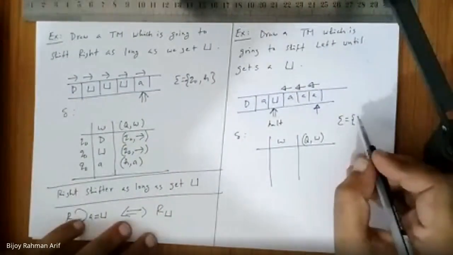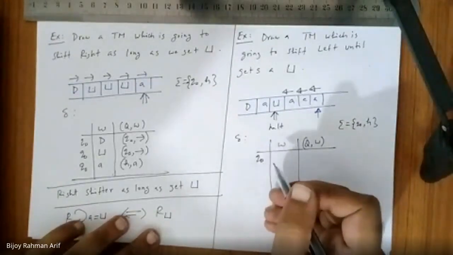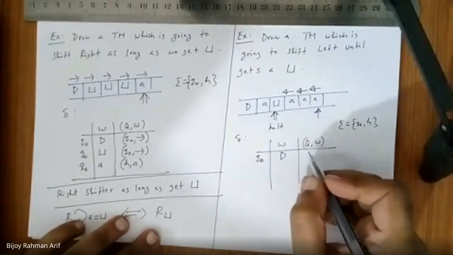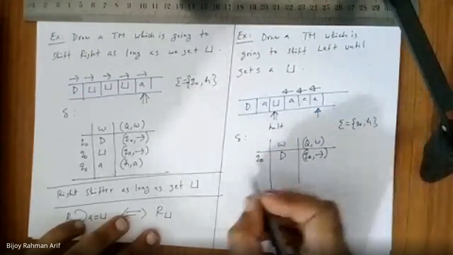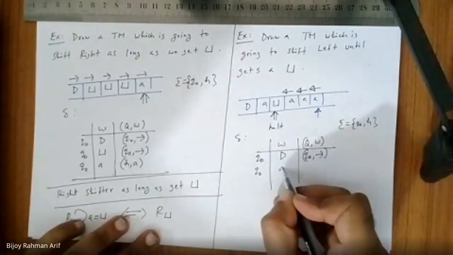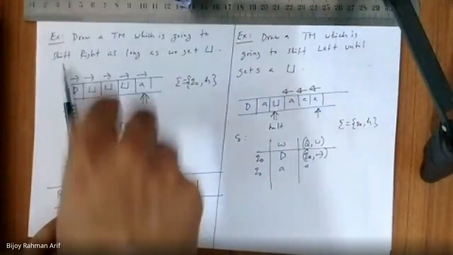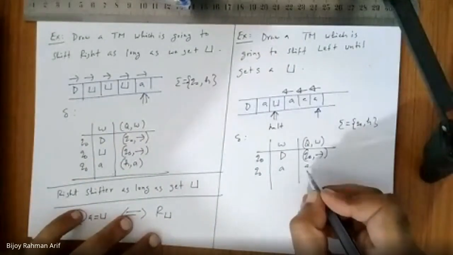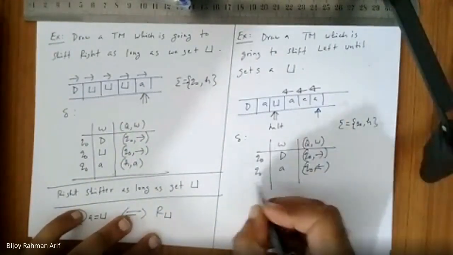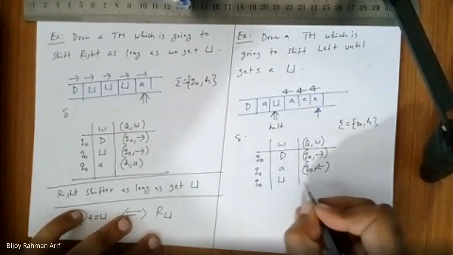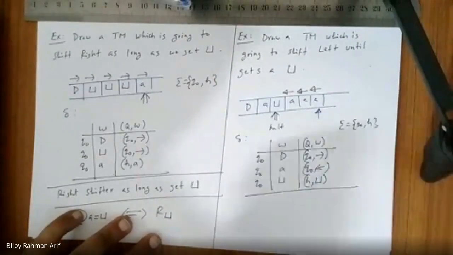Okay. Q naught comma H. Q naught, delta. Definitely it is going to move to Q naught, right shift. Then Q naught A, I'm moving to left. Q naught, I get a blank. I'm going to halt in state and keep remain blank.